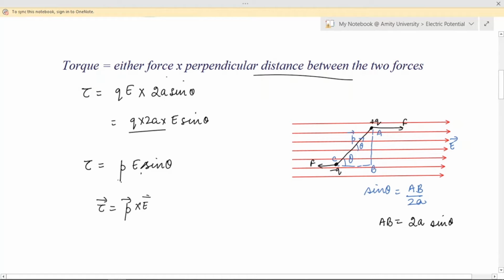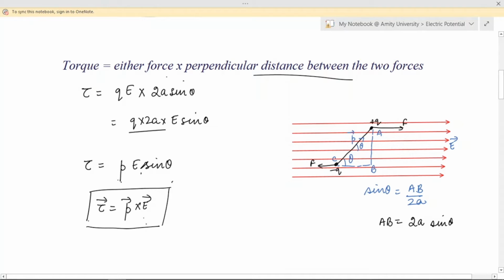If you remember, in case of vectors we studied that when two vectors are multiplied vectorially, it is a cross product. The cross product of two vectors results in a vector quantity, and A cross B is AB sine theta. So here P cross E is PE sine theta. This is how we express torque in vector form.